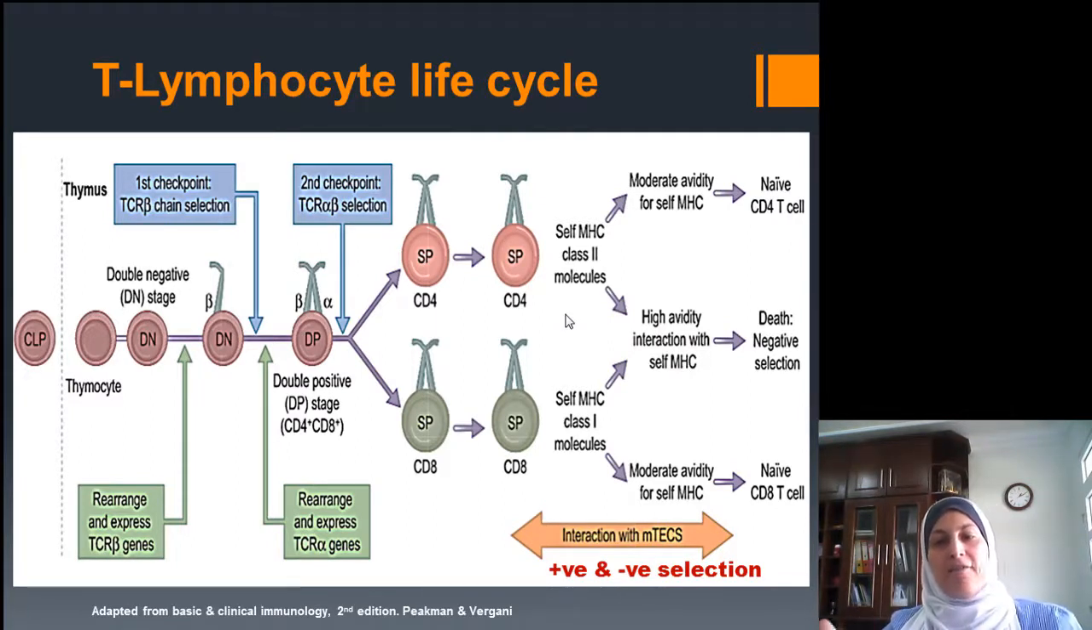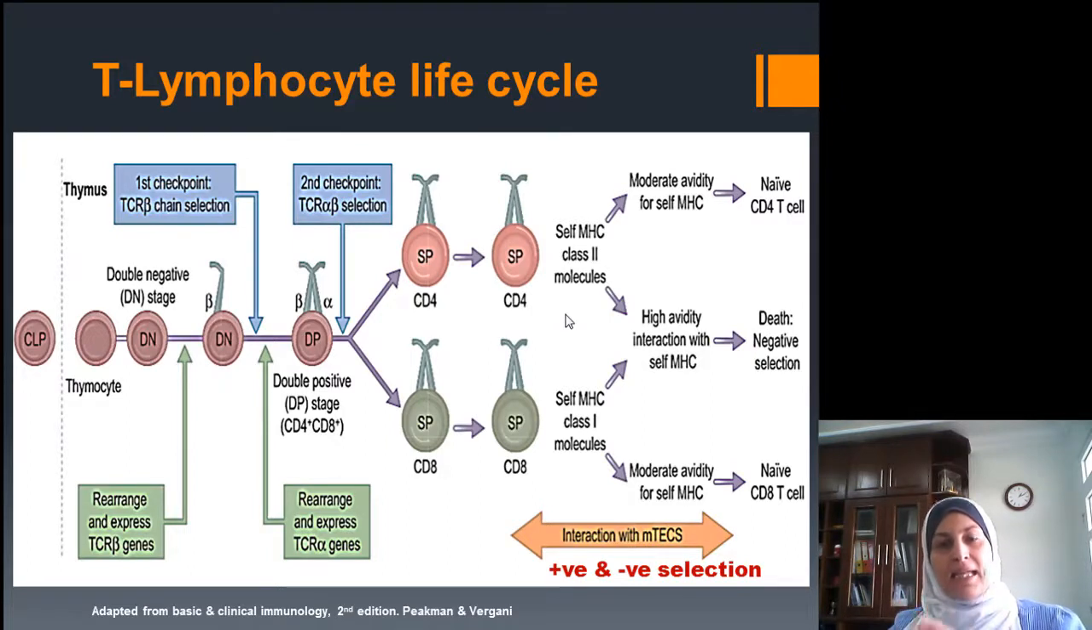Some of the cells would have very high affinity to self-MHC. They would just bind and stick to self-MHC and would never leave. So these are very risky T cells because they might induce an autoimmune disease because of their high affinity to self-MHC. So again, these are deleted.